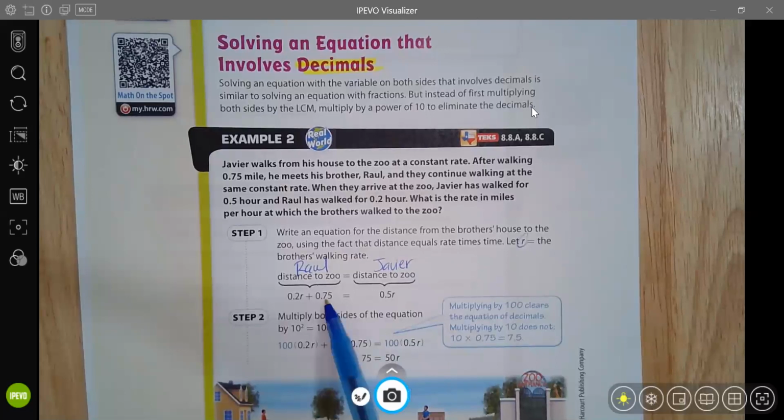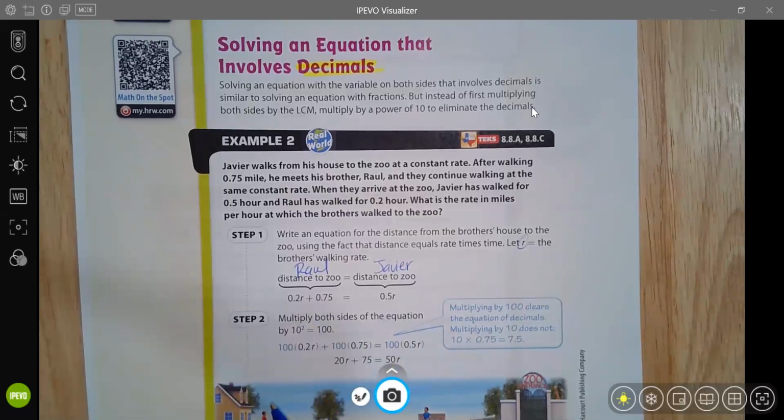It's just because here is the tenths place, here's the hundredths place, here is the tenths place. The hundredths place is the one that has the most decimals, so that's probably the best one to use to get rid of the decimal altogether. If you have something in the thousandths, then multiply each term by 1,000, okay?